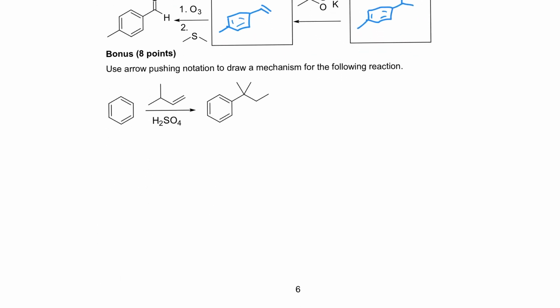Lastly, the bonus, we want to draw an arrow pushing notation to draw a mechanism for this reaction. So it looks like we're putting on this 5-carbon group on an aromatic ring. I have 5 carbons here, so it's probably that group. How do I make that into a good electrophile? Because this is probably going to be electrophilic aromatic substitution. Well, I would protonate the alkene with my strong acid. And that would give me this secondary cation, which would probably rearrange to form the tertiary cation. And I know that I need that because I'm making a new bond to the tertiary position on that 5-carbon chain. So now I have a good electrophile.